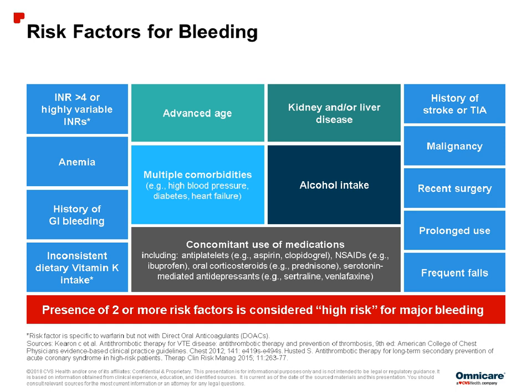But in addition to the risk factors in the center, which are all common, some other important risk factors we need to be aware of are those along each side, such as anemia or malignancy, history of stroke or TIA, and frequent falls.